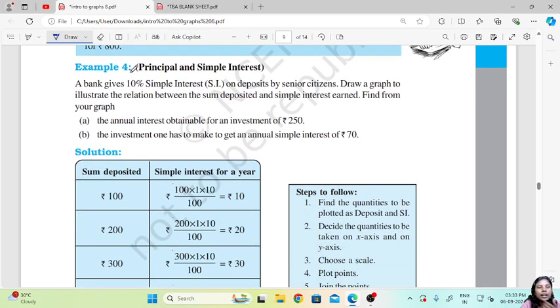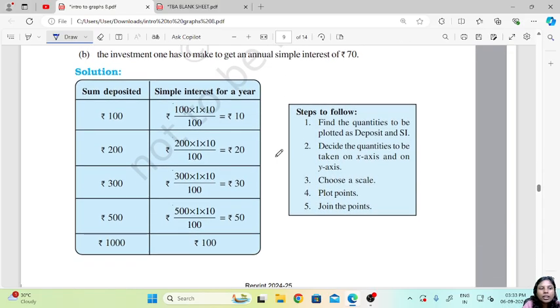Now let's look at another example. Now in this we have a principal and a simple interest. So say a bank gives 10% interest on deposits by senior citizens. We have to draw a graph to illustrate the relation between the sum deposited and the simple interest earned. Find from your graph, first, the annual interest obtainable for an investment of rupees 250. Second, the investment one has to make to get an annual simple interest of 70 rupees.